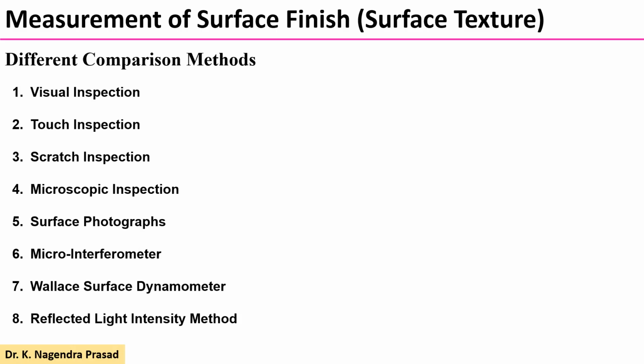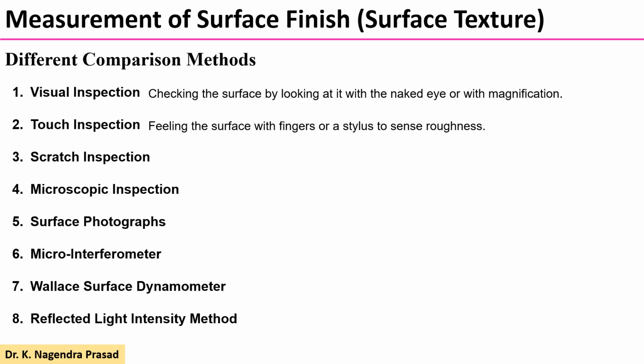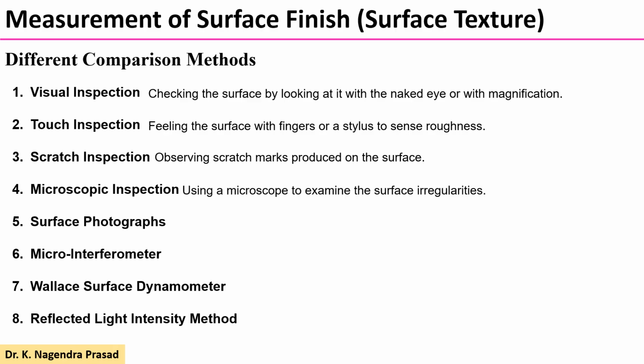Let's see the various comparison methods. The first one is visual inspection: checking the surface by looking at it with the naked eye or with magnification. The second one is touch inspection: feeling the surface with the fingers or a stylus to sense the surface roughness. The third one is scratch inspection: observing the scratch marks produced on the surface. Next, the fourth method is microscopic inspection: using a microscope to examine the surface irregularities.